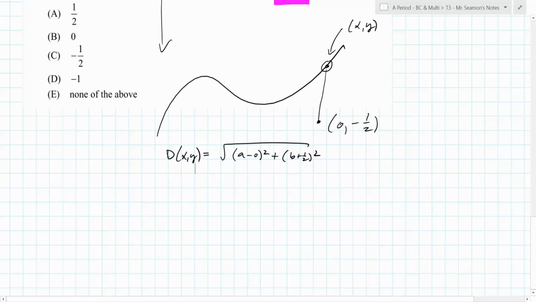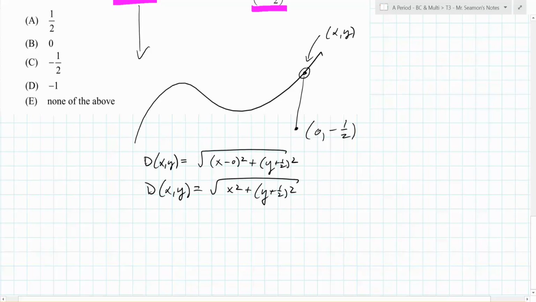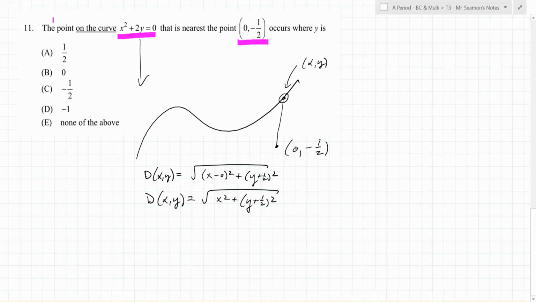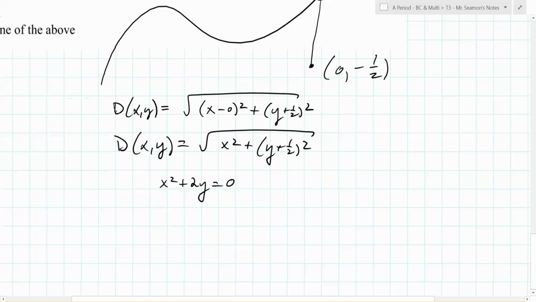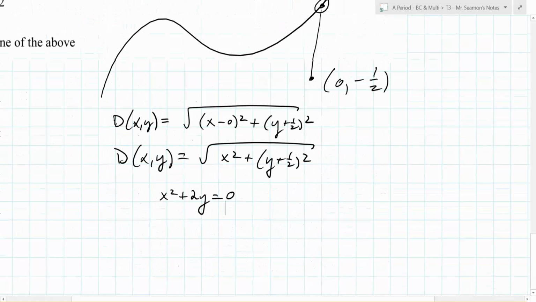And instead of A and B, what should we write? X and Y. So we know the distance in terms of X and Y is the square root of X squared plus (Y plus 1/2) squared, like this. Correct? Do we have a relationship between X and Y? We do. We know that X squared plus 2Y is equal to what? 0. So what does Y equal then?